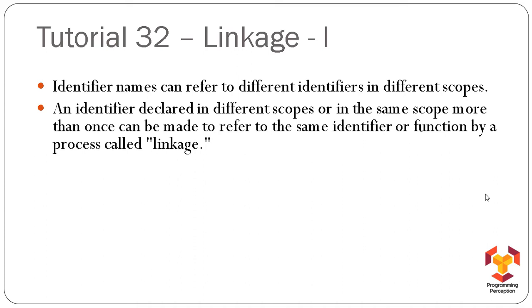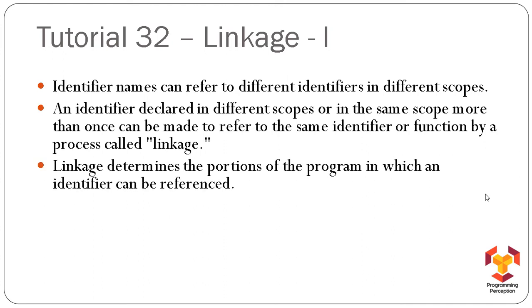So let's see an example. Let's suppose we have two variables with the same name, of different data types, declared at two different places. But at the place where I'm accessing the variable, both variables have visibility. So which variable will be accessed at that moment is actually decided by the linkage. Now linkage determines the portion of the program in which an identifier can be referenced, right?